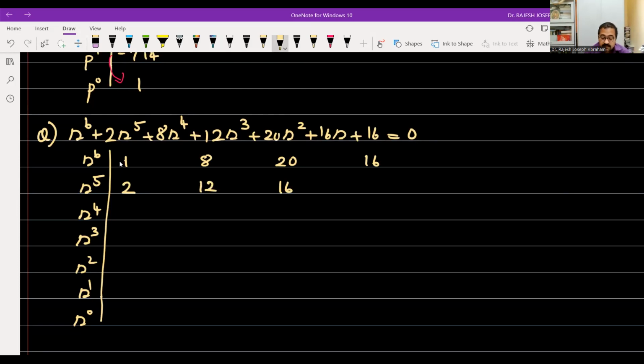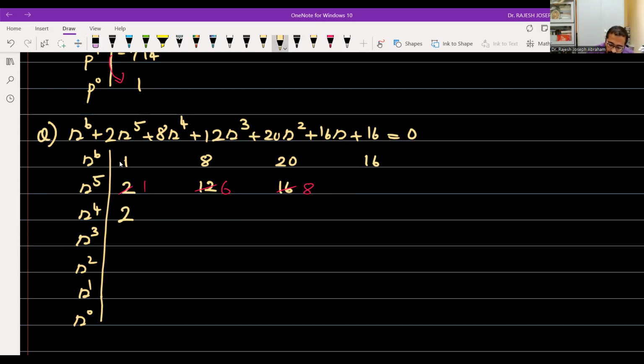You can see that in the s raised to 5 row, there's a common factor 2. So if you want, you can divide throughout by 2. We have divided the coefficients of the s raised to 5 row by the common factor 2, so we got 1, 6, 8. What is the next thing? 1 into 8, 8 minus 1 into 6, 2 divided by 1. That means 2.